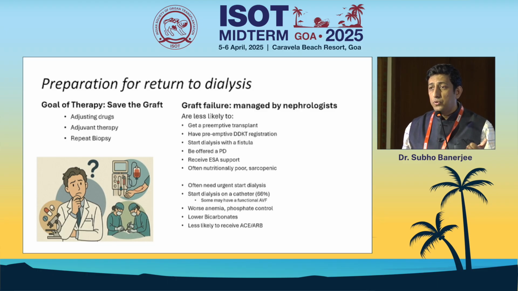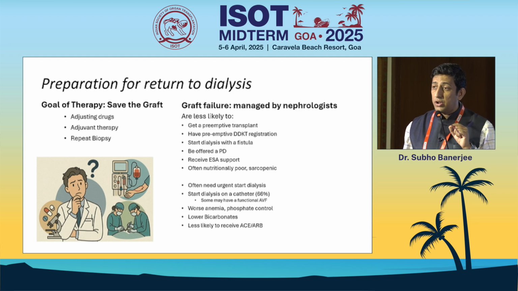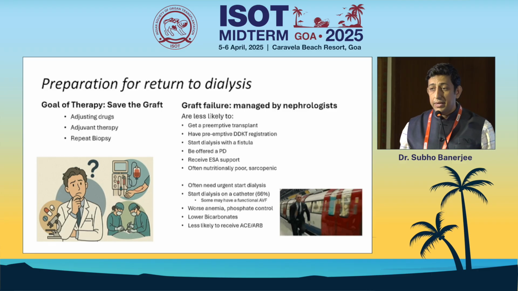They are nutritionally poor, sarcopenic, and they often crash land into a dialysis center, starting dialysis with a catheter as high as 66%. And mind you, this 66% is when some of these patients actually have a functioning graft, a functioning fistula from the last time. So even then, the overall rate is around 66%. They have worse anemia, phosphate control, lower bicarbonate, and are less likely to receive medicines like ACE inhibitors and ARBs. So after that, it's always trying to play catch up.